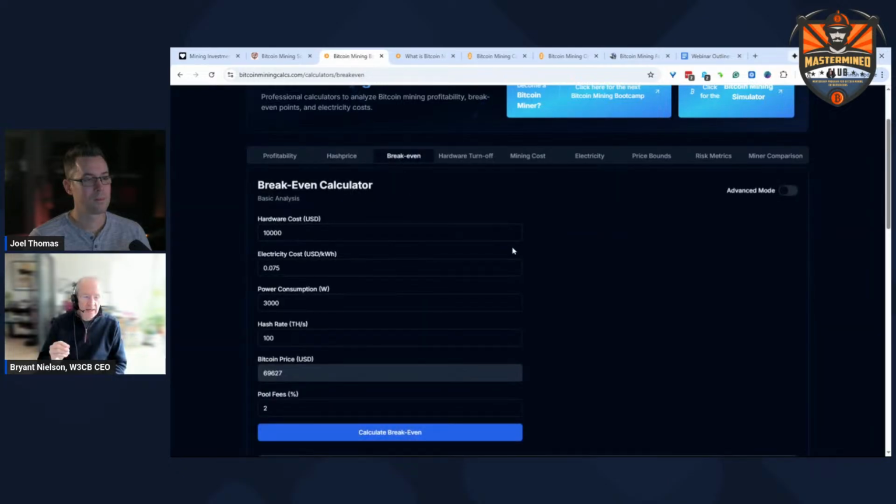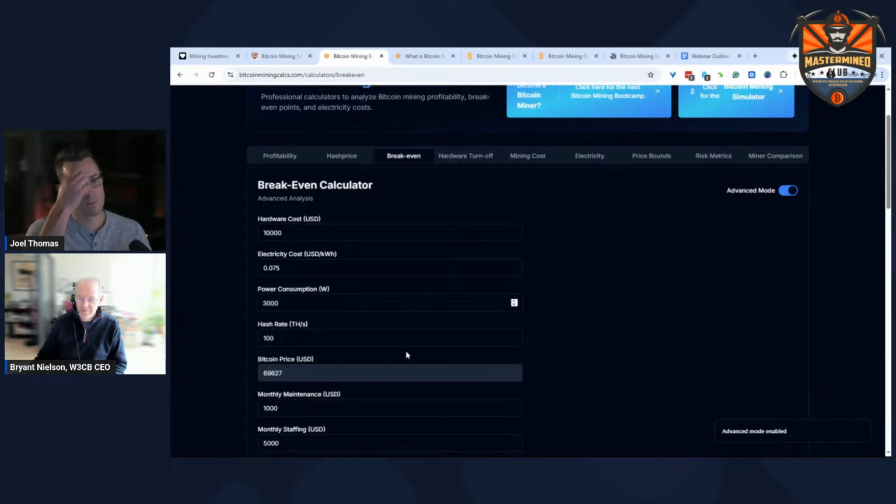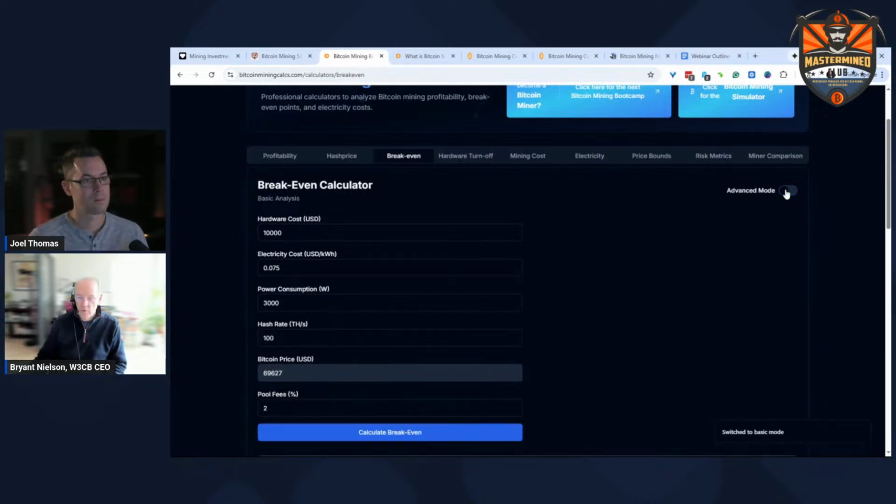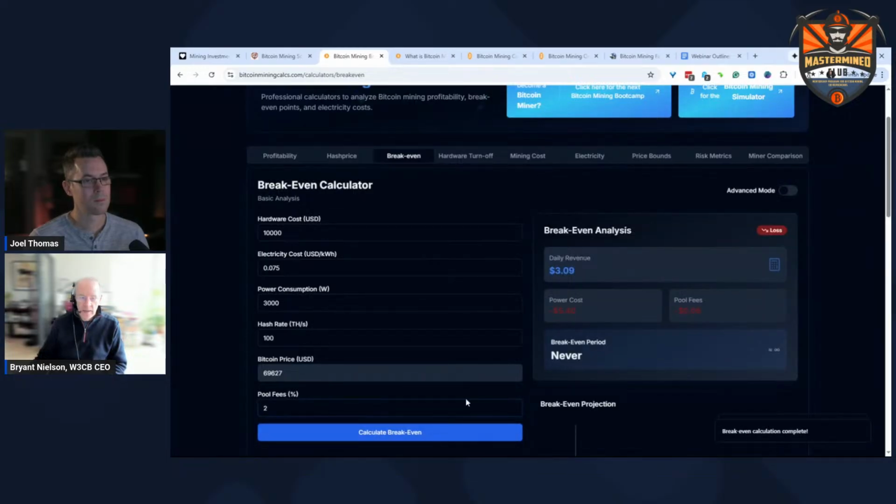The next calculator is just a simple break-even calculator. It's what is my hardware cost? This is really kind of a basic ROI. It has an advanced mode, which you can explore, which of course, as you saw, just opens up more and more variables. But you can then go and say, what is my break-even? And it will give you immediately the calculations based on when your break-even is.